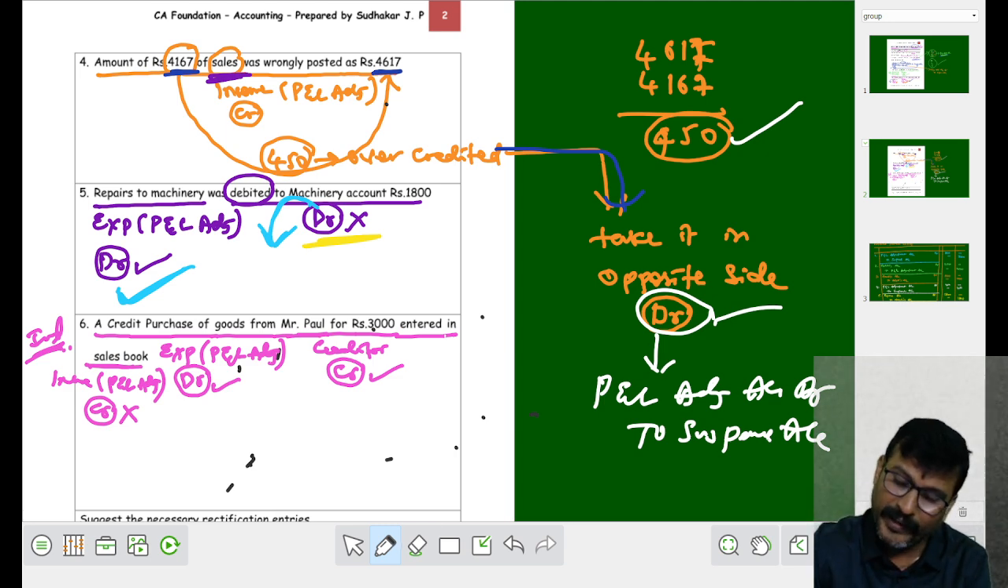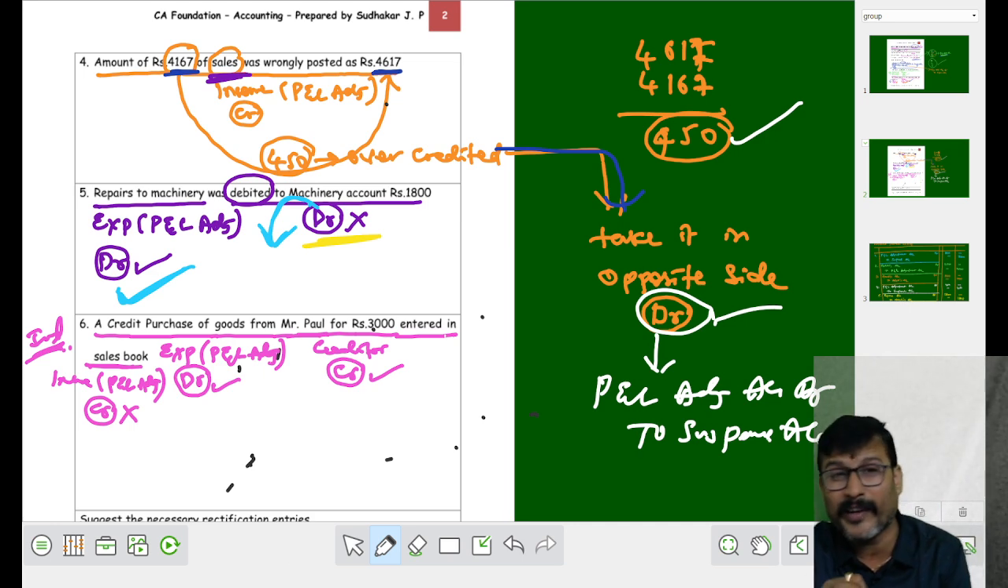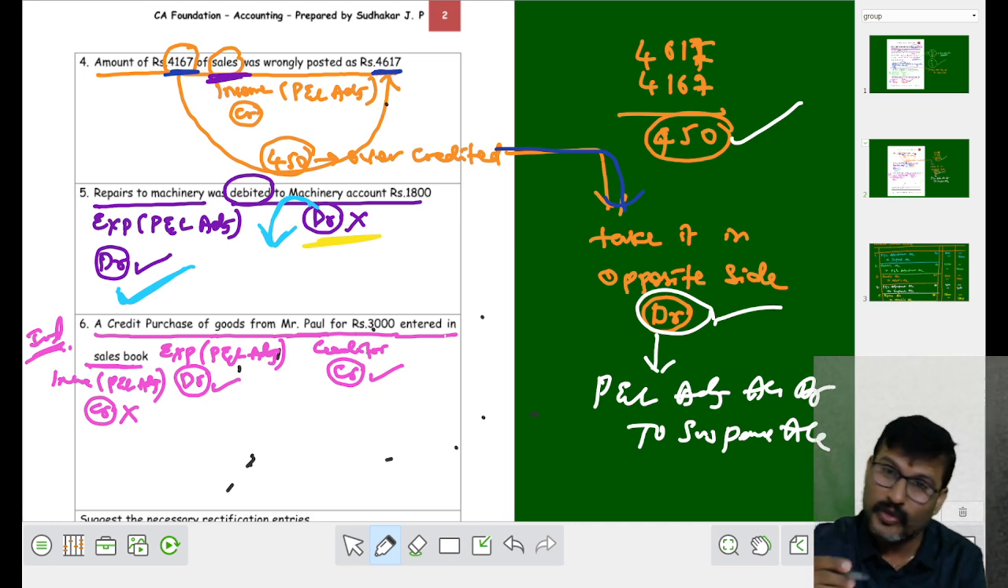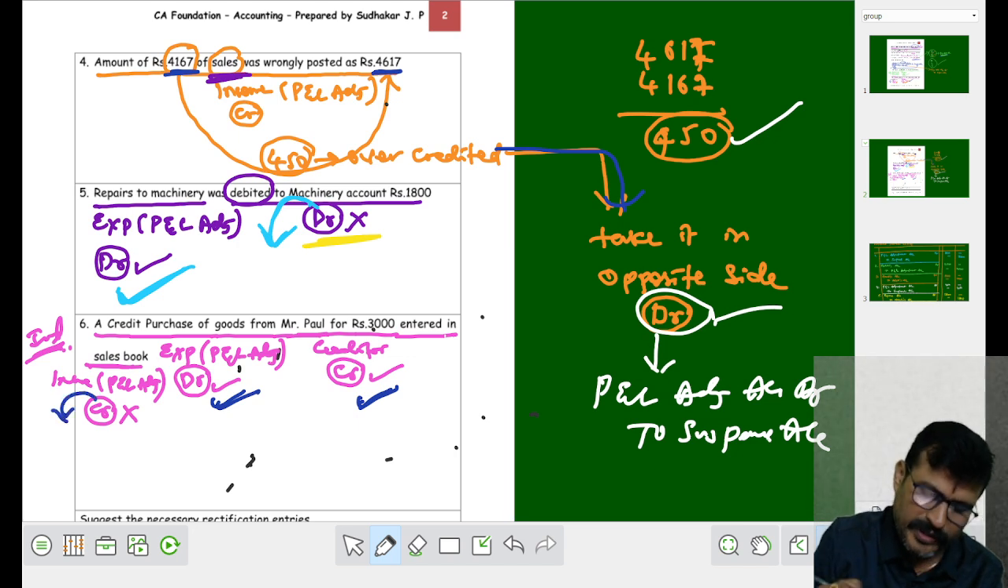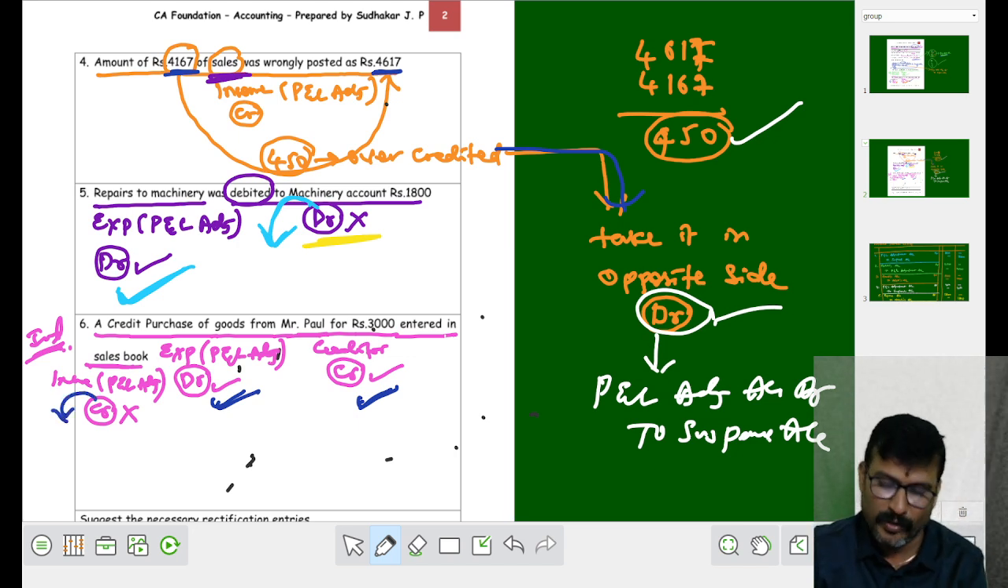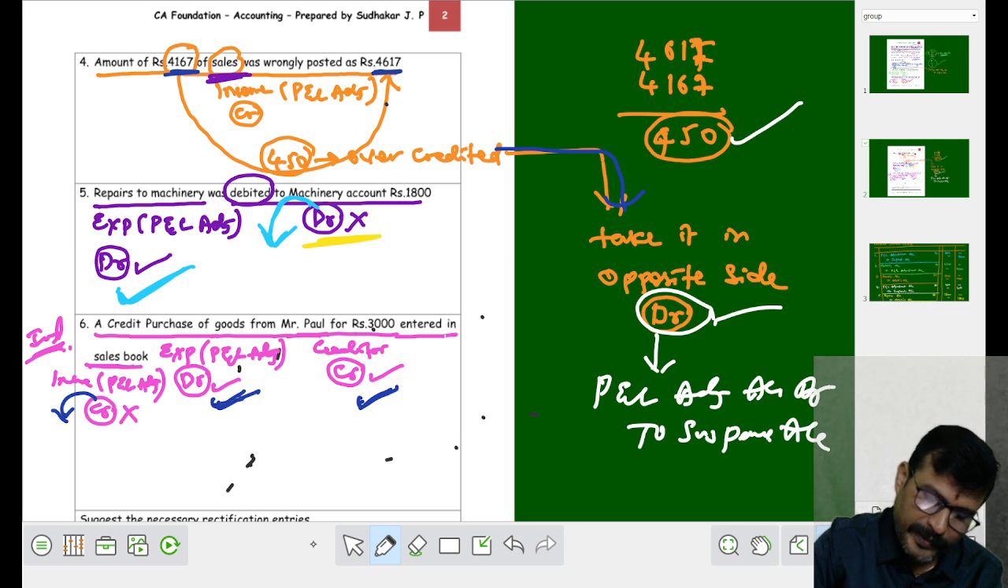Now what is your rectified entry? I never go for the rectified entry directly. I always used to tell you, keep the correct in the same place, shift the wrong in the opposite place. Means what we have to do? Purchase account is to be debited. Purchase means P and L adjustment.